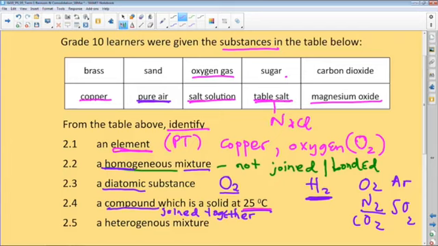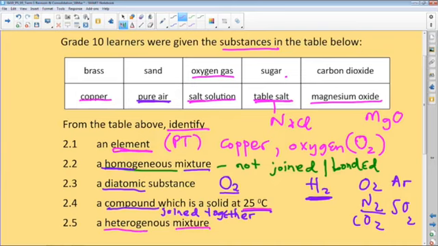Then the chemical name, the scientific name, is sodium chloride. So these two elements are chemically joined together. In magnesium oxide, MgO, these are two different elements which are chemically joined together. Right. And then a heterogeneous mixture.